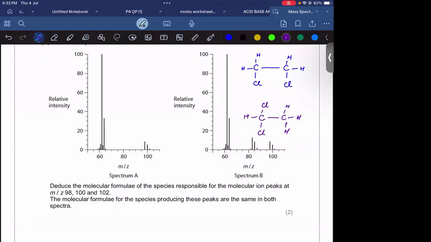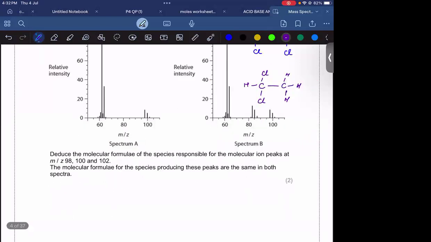So they are saying deduce the molecular formula of the species responsible for the molecular ion peak at mass to charge 98, 100, and 102. Can you tell me what's the final answer? So basically, you know, there are 2 isotopes of chlorine. Number 1 is chlorine 35. Number 2 is chlorine 37. So let me tell you before going into this question.